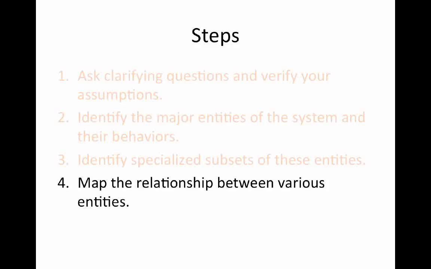So we have identified our major entities, defined their behaviors, identified subclasses for these entities, like parking space and regular parking space, handicapped parking space, and so on. And we have defined the behavior for each of these subclasses. So the next question is, how do these entities interact with each other? Right? What is the relationship between all these different entities? How do they all come together to interact with each other to form the overall object-oriented parking lot?